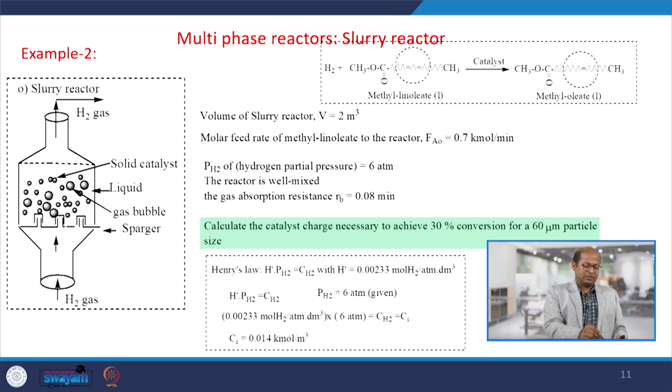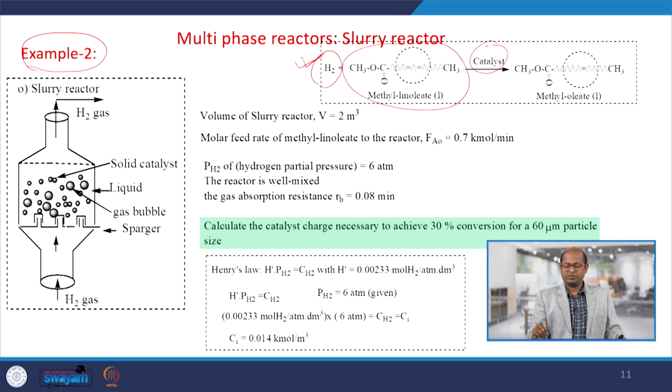So, resistance is dominated for this particular gas phase reaction, gas, liquid, solid, meaning multiphase reactions in slurry reactors. Next, another example we will consider, example 2. Here also we are considering, let us say, this is our reactant gas and this is our liquid, and the catalyst we are placing inside of the reactor.